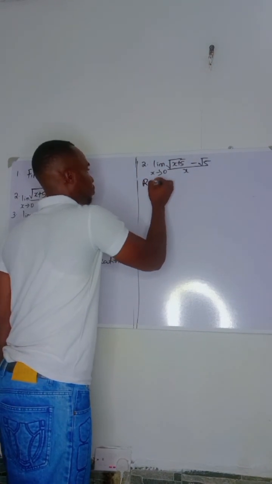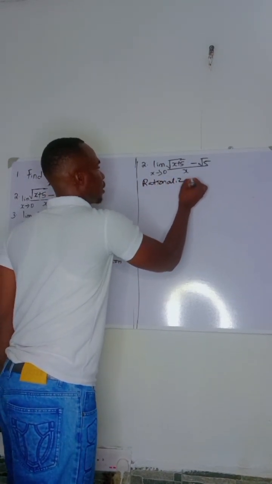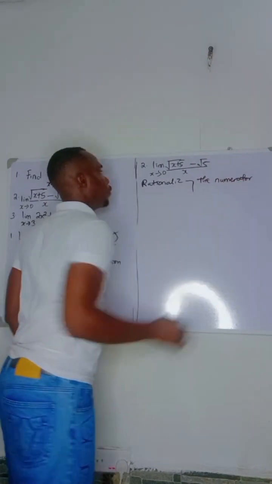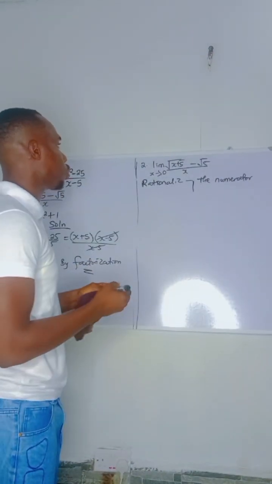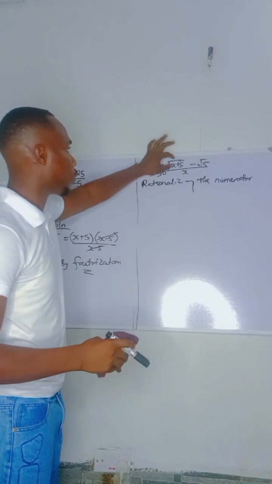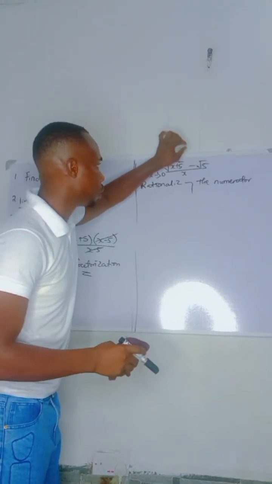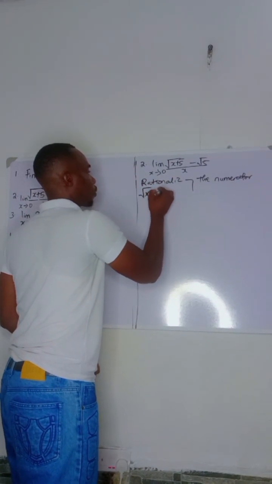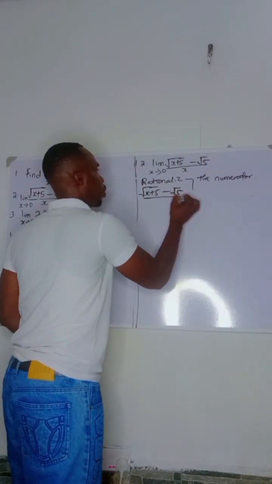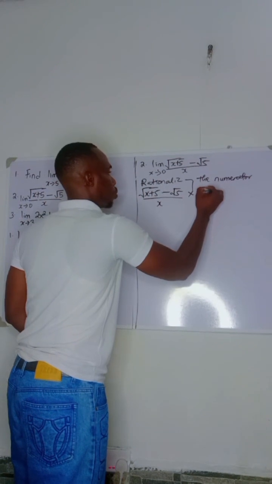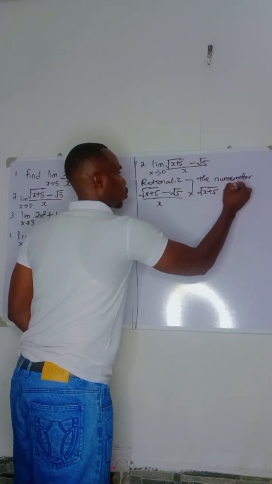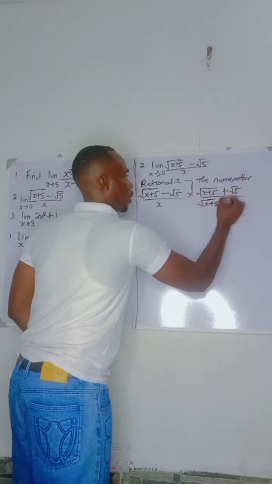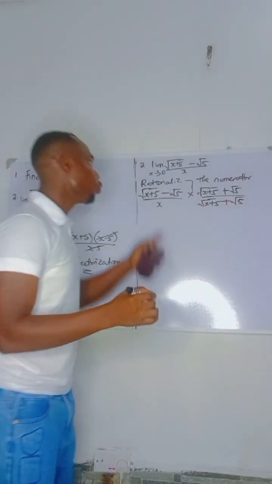rationalizing the numerator. If we rationalize the numerator, it means we are going to multiply the conjugate of the numerator to both the numerator and denominator. So this now becomes root x plus 5 minus root 5 all over x times root x plus 5 plus root 5 all over root x plus 5 plus root 5.